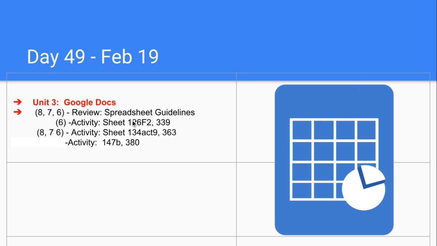6th grade's going to begin today's class with 126 F2, 339, and 7th and 8th will begin with sheet 134, Act 9, 363, with 6th grade starting this one as well. No class will actually get to the last activity listed.